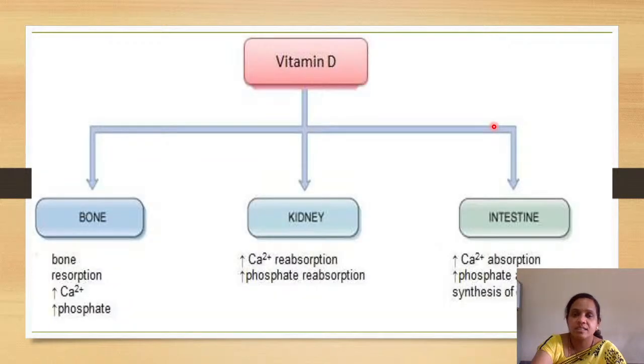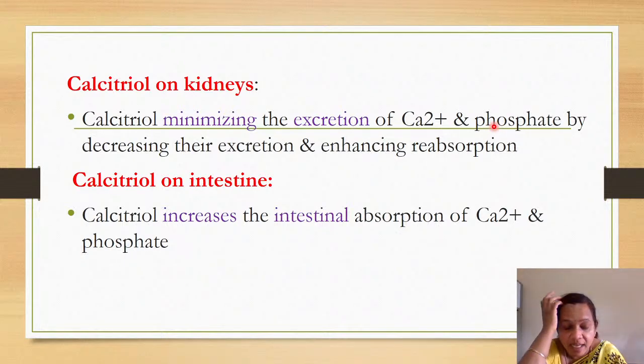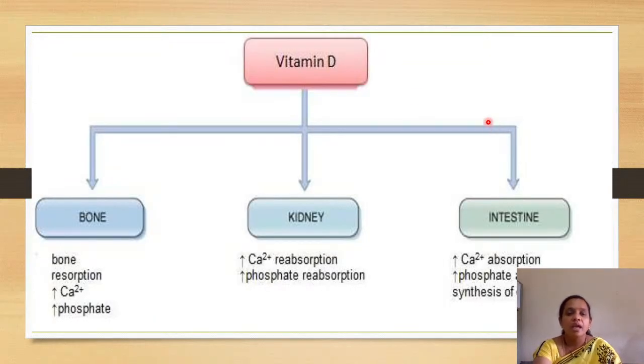Calcitriol in the intestine: we have already seen that calcitriol increases the intestinal absorption of calcium and phosphate. Here, what we have to remember is that in the bone, if the levels are normal, it will help in mineralization of the bone. If the levels are low, in association with PTH, that is parathyroid hormone, it will cause demineralization of the bone. In the kidneys, calcitriol decreases the excretion of calcium and phosphate, and increases their absorption. Everywhere, whenever calcium is being protected, phosphate is also protected by vitamin D. So in the bone it causes resorption, increasing calcium and phosphate. In the kidneys it causes reabsorption of calcium and phosphate. In the intestines, it increases calcium and phosphate absorption by synthesizing calbindin.